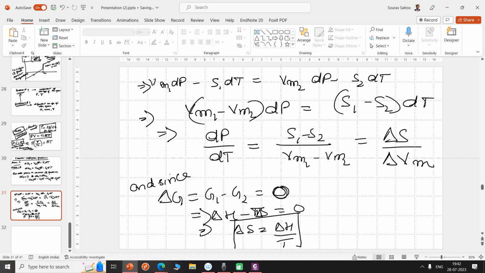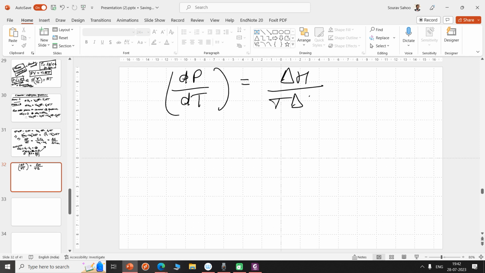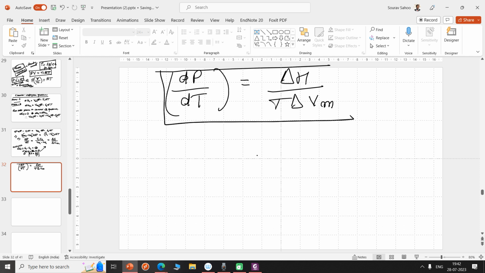And if I plug it in here, what we will get is dP by dT is equal to delta H by T delta Vm, right? And this is an important equation that is known as the Clausius-Clapeyron equation. And this tells us that if my molar volume change is non-zero between two phases of transition, there will be a certain change associated with the pressure, provided there is a change in temperature.